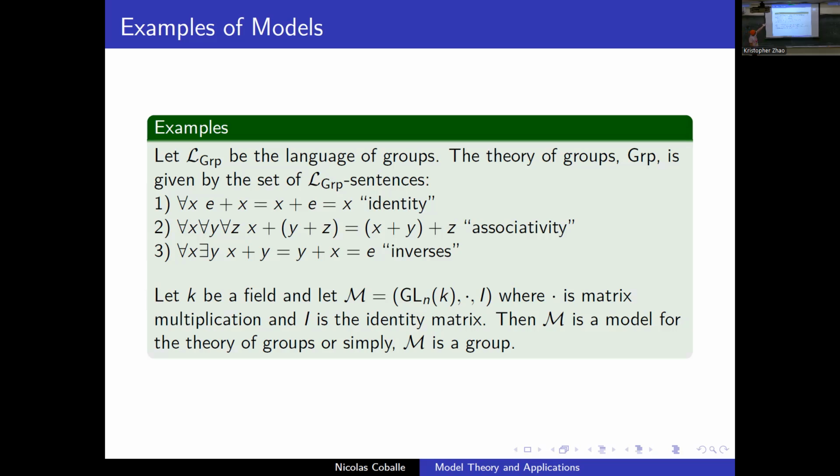So let L group be the language of groups. Then the theory of groups is given by this set of L sentences. Obviously this is identity, this is associativity, and this is inverses. For example, let K be a field, and let our L structure be GLNK with dot and the identity matrix. Then M is a model for the theory of groups, or we simply say that M is a group. This makes sense. This is the group of n by n invertible matrices. You can verify on your own time that all these things are valid in our model.